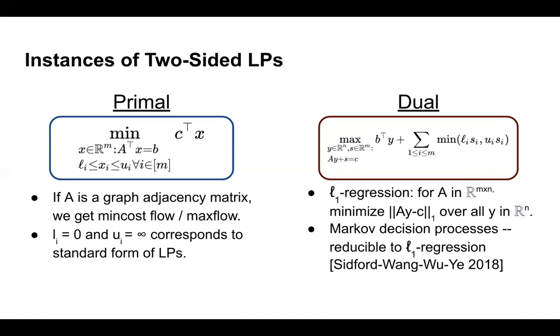Additionally, it was shown by Sidford, Wang, Wu, and Ye that L1 regression implies Markov decision processes. For those who know, the parameters are m is the number of state-action pairs, and n is the number of states, and that's what the correspondence is. In this way, L1 regression will give some runtime bound for Markov decision processes.